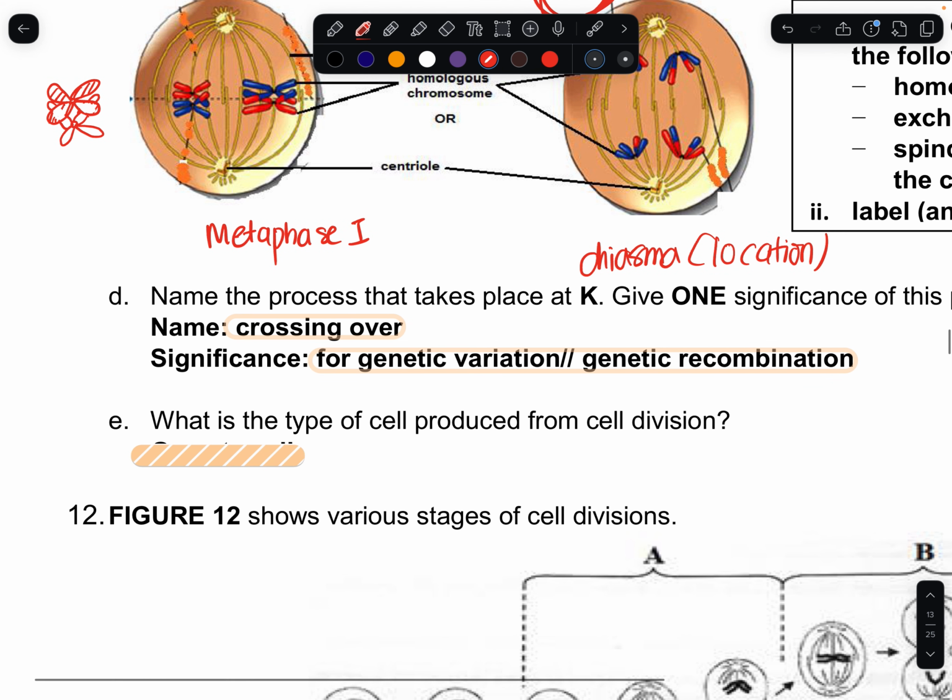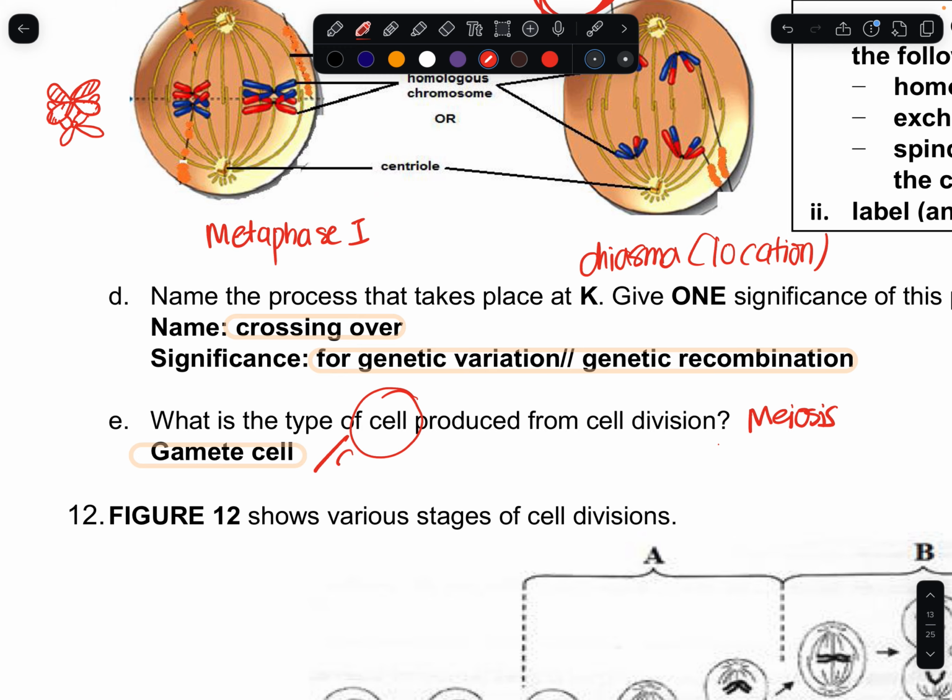Okay. Dan the last question for this question, which is what is the type of cell produced from cell division? Baru je cakap tadi. So, ini adalah meiosis. So, bila meiosis, kita panggil dia sebagai gamet. Okay, mau panggil germ cell pun diterima.